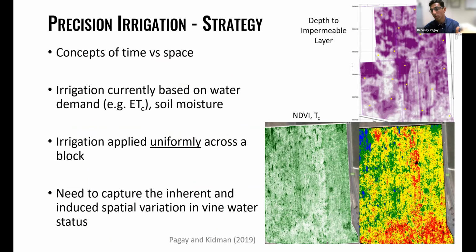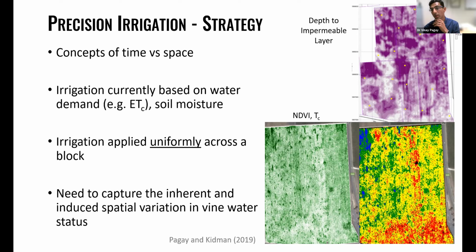Characterizing within block spatial patterns of water status. So in this case, I've got an example on the top right where we've got different depths to impermeable layer, in this case limestone. The lighter colors in the block are shallower regions under about 30 centimeters in rooting depth. The darker regions are upwards of a meter in rooting depth.